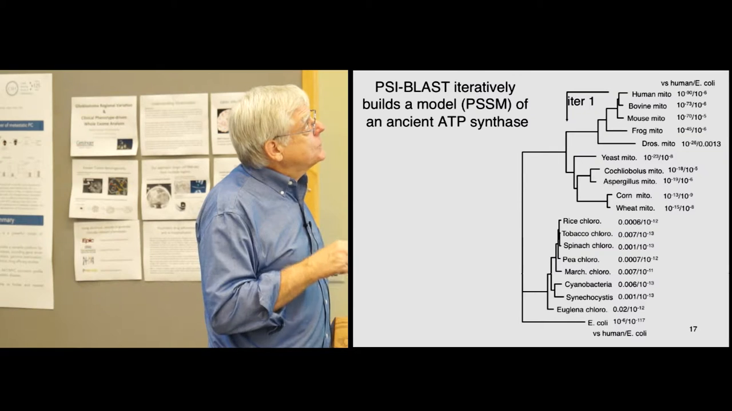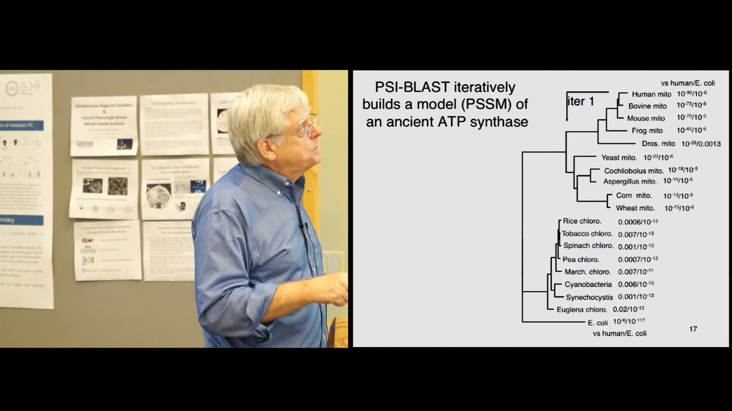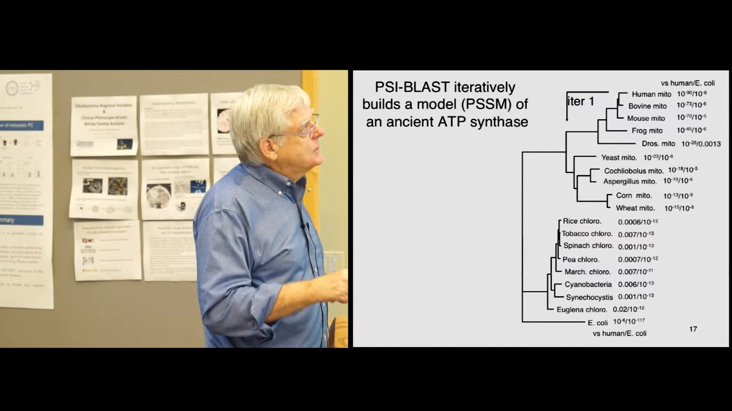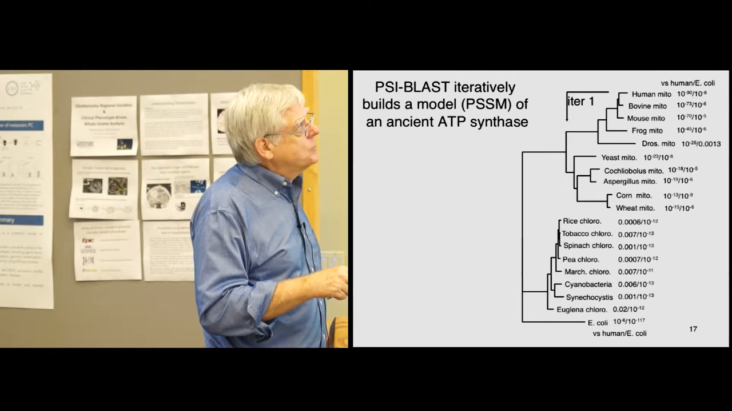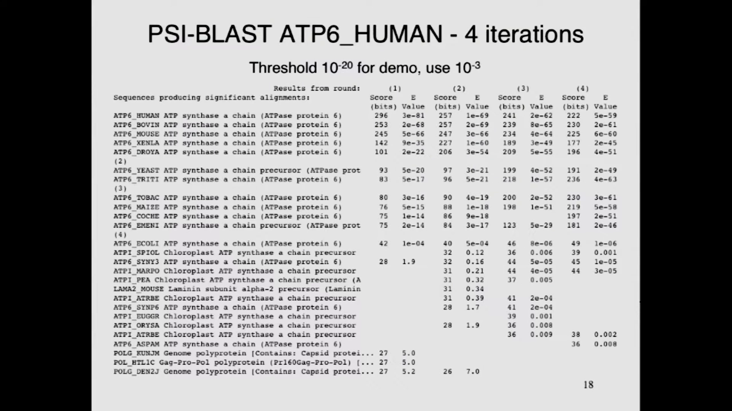When we do things with SciBlast, what we're going to do is our first iteration. We're going to find a bunch of things. We're going to build this position-specific model, which in some sense is going to take us down the tree, and then we're going to take the model and do another search, and it's going to take us a little farther down the tree.